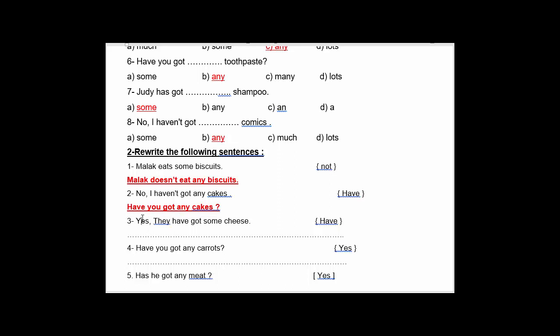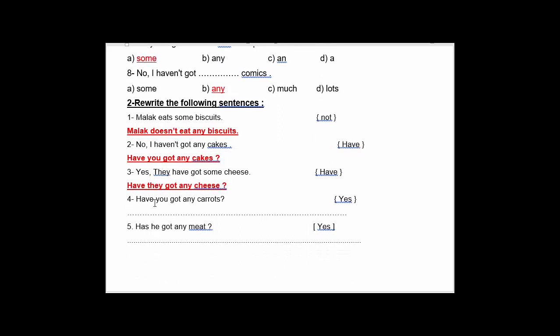Number three. Yes, they have got some cheese. Okay, use have. We start with have. Have they got? We will turn some to any. Have they got any cheese? So the answer is, have they got any cheese?